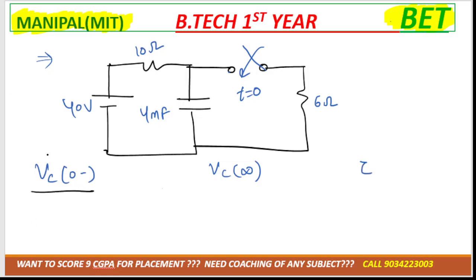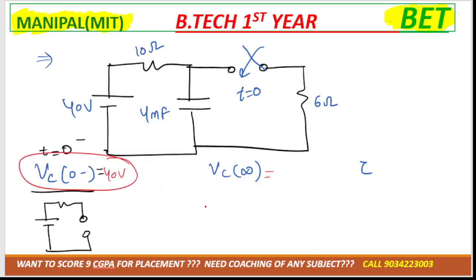This is the condition for t equals to 0 minus. So 0 पे switch is closed तो 0 minus पे it would be opened. So diagram would be like this. So Vc of 0 minus we can write it directly as 40 volt.